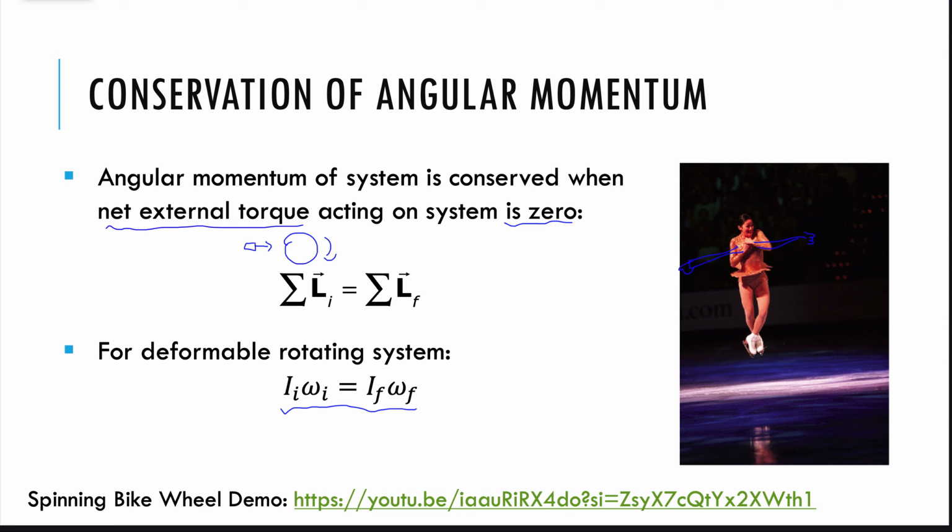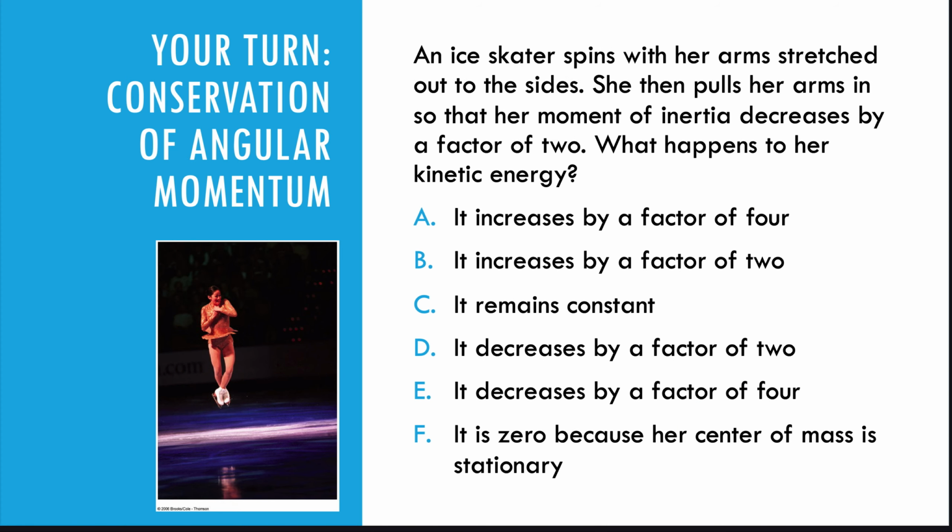The last thing I wanted to go over was just one more question. It says, an ice skater spins with her arms stretched out to the sides. She then pulls her arms in so that her moment of inertia decreases by a factor of 2. What happens to her kinetic energy? We have to really pay attention to what the question is asking. It's asking about kinetic energy.